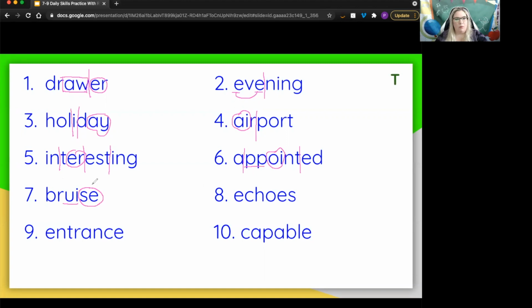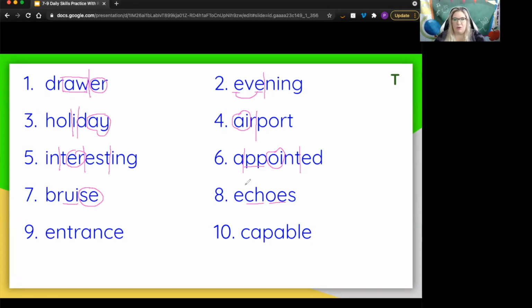Ooze, bruise. Maybe if you get injured on your skin, sometimes you'll see a dark spot. That's a bruise from an injury. In number 8, I see CH. Usually this makes a ch sound. And then OE, long O. Let's see how this goes.